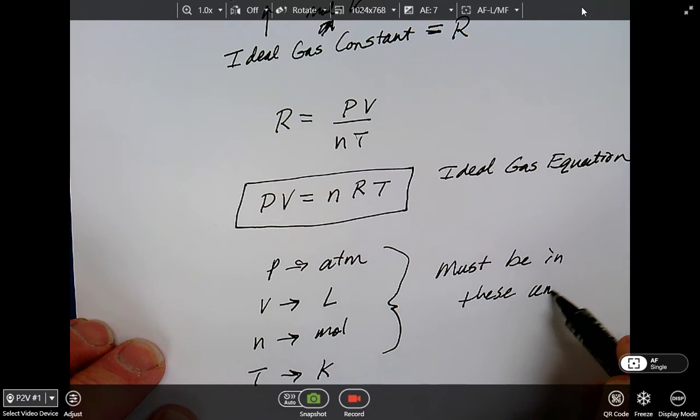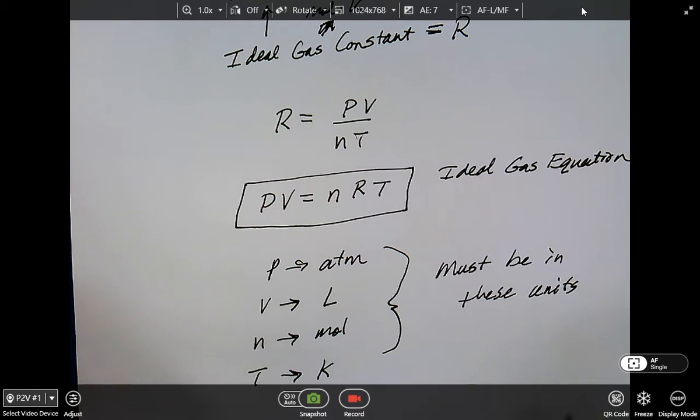Now, some textbooks will use a different value for R. For example, if they use kilopascals, then they would have a different value of R because you would have 101.3 kilopascals times 22.4 divided by 273, and that would give you a different value of R. So jot this down in your notebook and let's do a couple of these problems together.